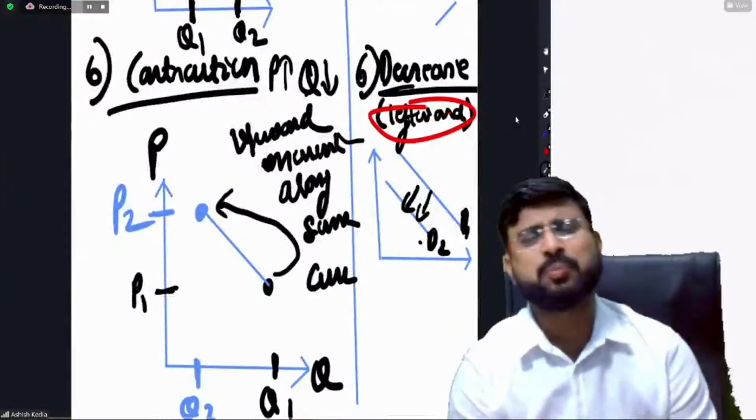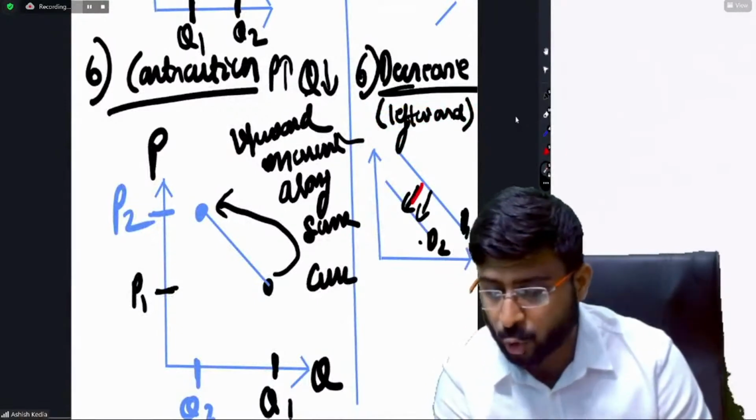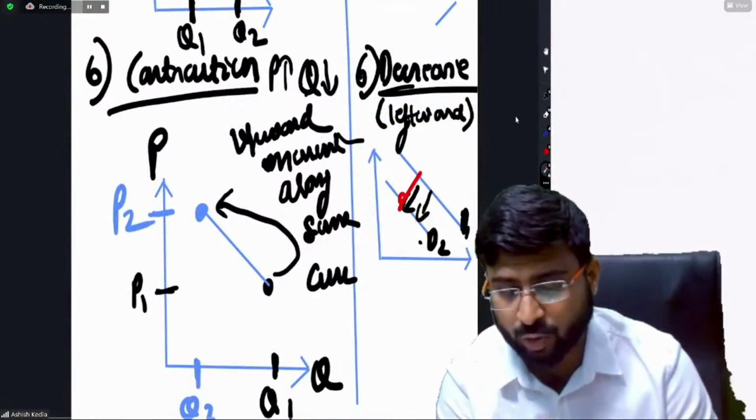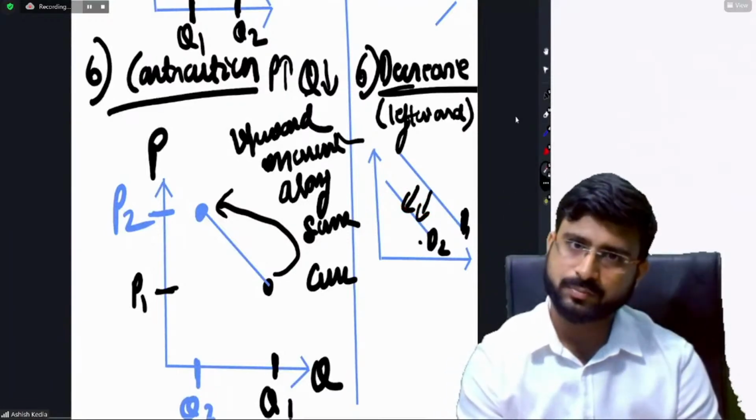But decrease, suppose income has reduced or something else has happened apart from own price due to which demand has fallen, then we showcase it via a leftward shift.